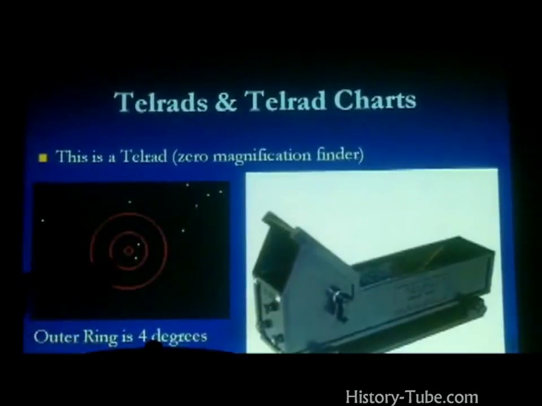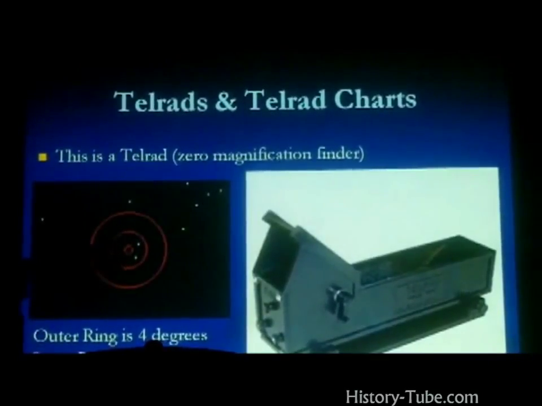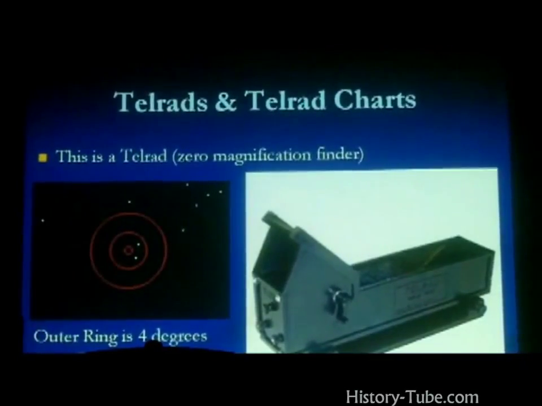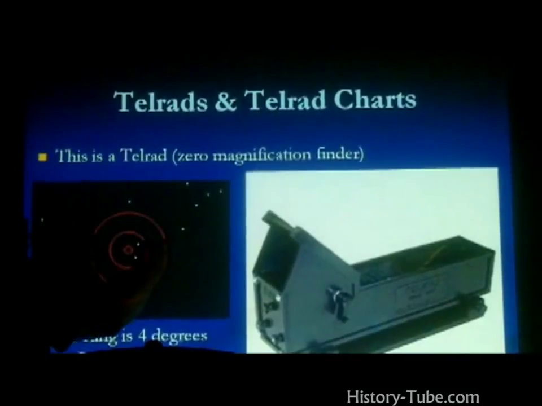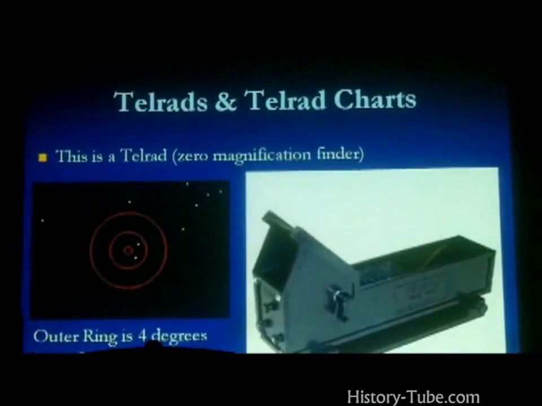And when you look through it, this is what you're going to see. You're going to see a bunch of red concentric circles. And those are not just randomly chosen sizes. These are very, very specific sizes. The outer ring is 4 degrees. The inner ring is 2 degrees, and that little tiny one in the middle is half a degree.